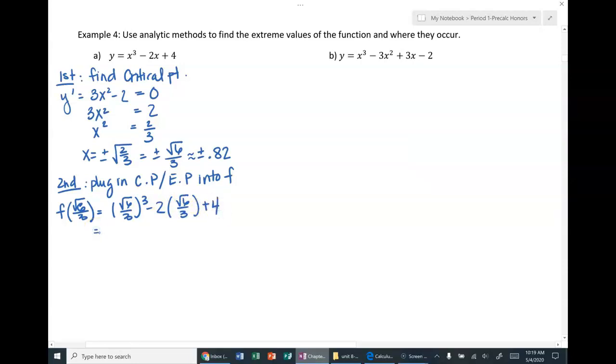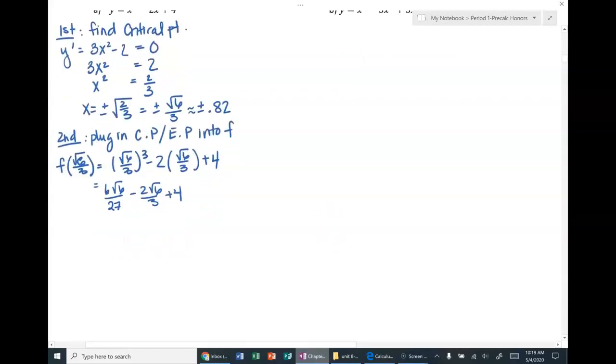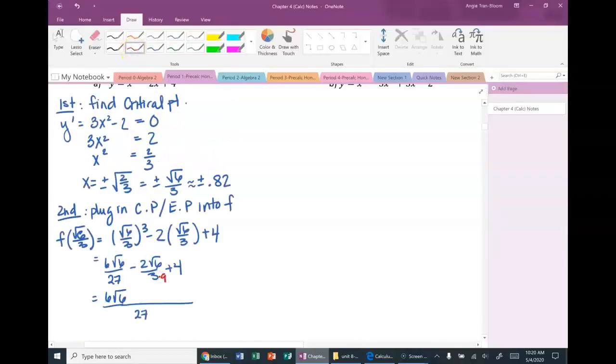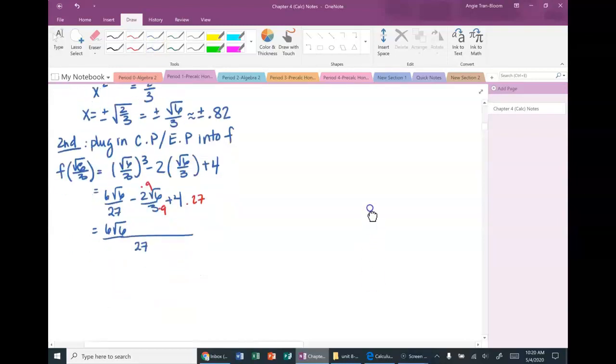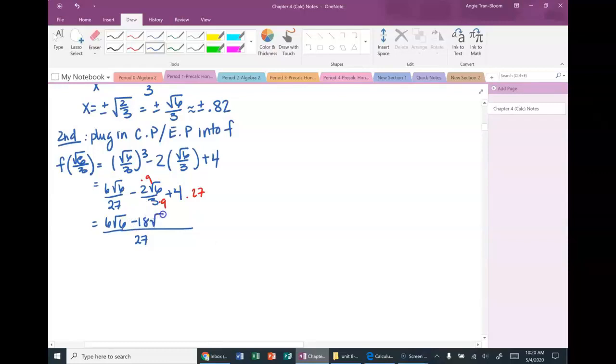Let's see. This will give us 6 rad 6 all over 27 minus 2 rad 6 all over 3 plus 4. Since the common denominator is 27, let's make them all into a denominator of 27. So I'm going to multiply this guy by 9, and this guy by 27. That will give us minus 18 rad 6, and 4 times 27 is going to be 108. Now we have a negative 12 rad 6 plus 108 all over 27.